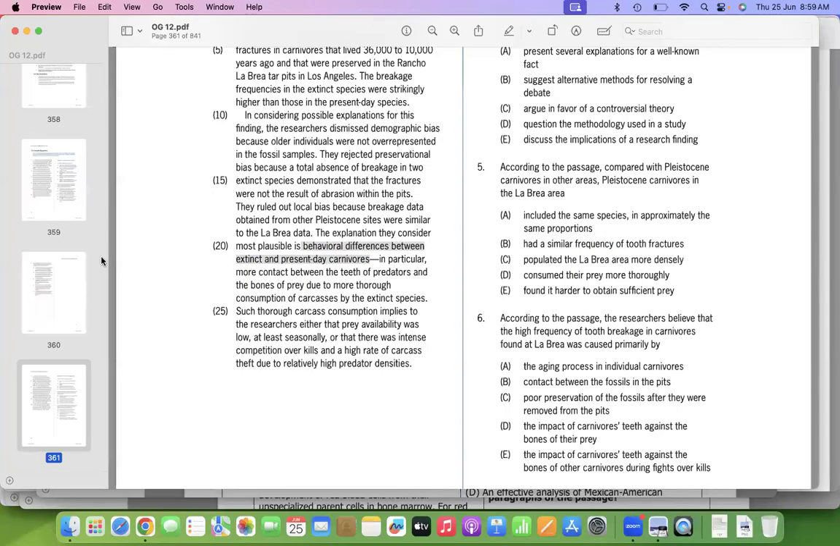Shantanu, Sanjay? Question is about what's happening between Pleistocene carnivores in Labria versus other areas. This should take you to local bias, no? And then there's a word match. If it was similar, the breakage data is similar, then you have similar frequency of breakage.